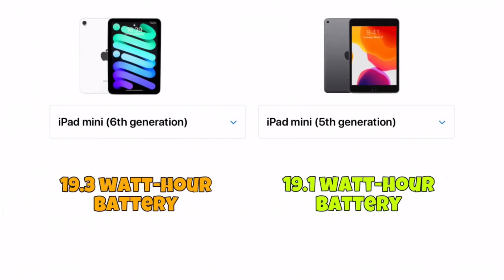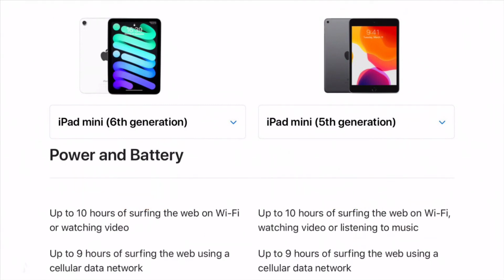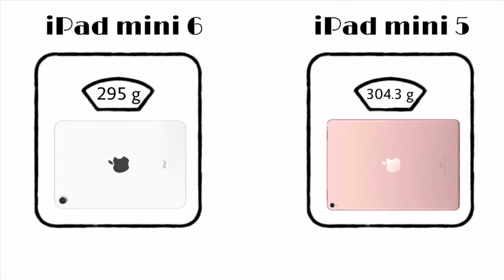Although iPad mini 5 has a 19.1 watt-hour battery, and iPad mini 6 has a little bigger, 19.3 watt-hour battery, both provide 10 hours of web surfing or video playback on Wi-Fi, and 9 hours of the same tasks on cellular data. The overall weight of the iPad mini 6 averages to 295 grams, including the Wi-Fi and cellular versions, and the iPad mini 5 has an average weight of 304.3 grams, including Wi-Fi and cellular versions.